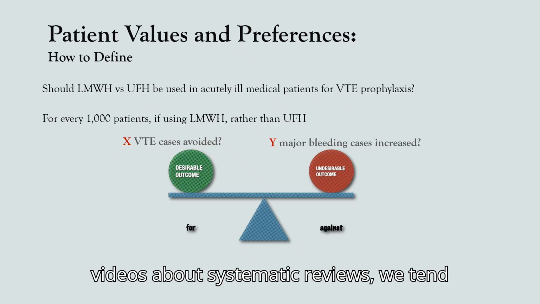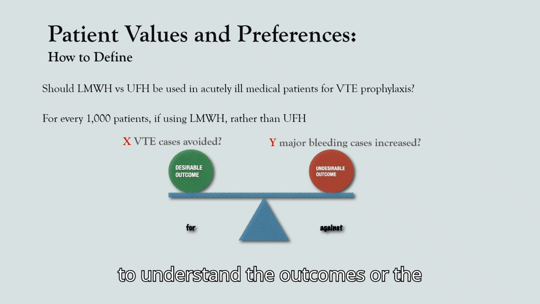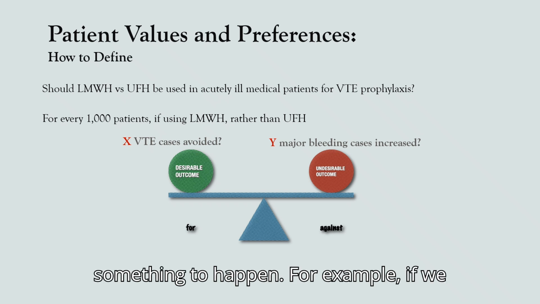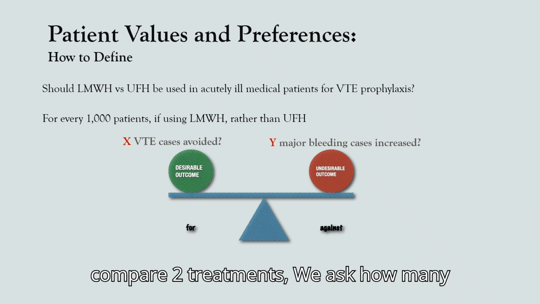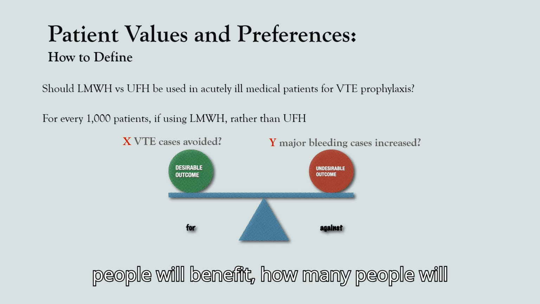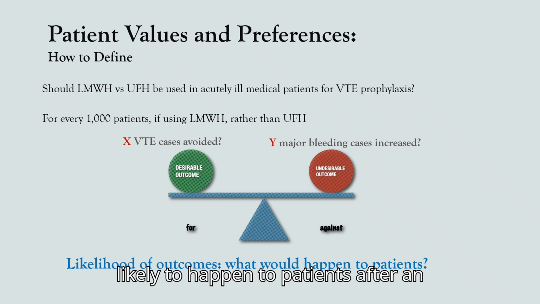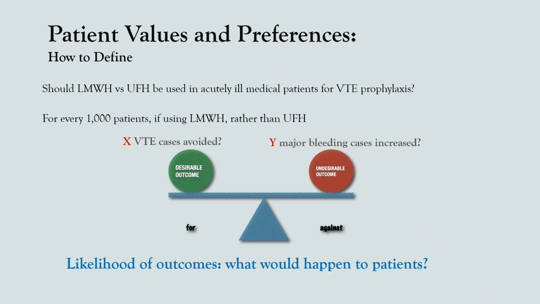In previous videos about systematic reviews, we tend to understand the outcomes or the likelihood of outcomes, how likely something is to happen. For example, if we compare two treatments, we ask how many people will benefit, how many people will experience harm. This tells us what is likely to happen to patients after an intervention compared with an alternative option. But this is only part of the decision-making process.